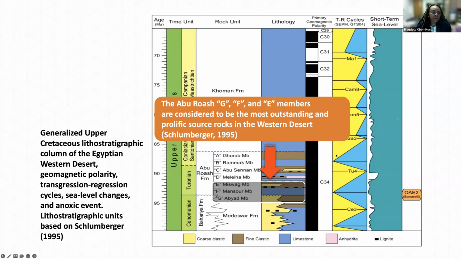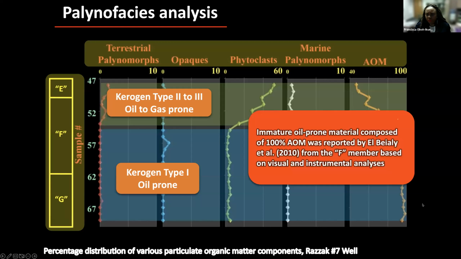So we have here a generalized Upper Cretaceous lithostratigraphy of the area. Our focus was on the Abu Rawash Formation and the Bahariya Formation. We were seeing these organic-rich sediments in the G, F, and E members of the Abu Rawash. Very, very outstanding. And they were not really clastic, but mostly carbonaceous. So organic-rich carbonaceous sediments.